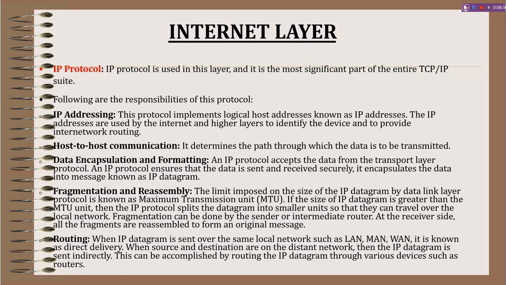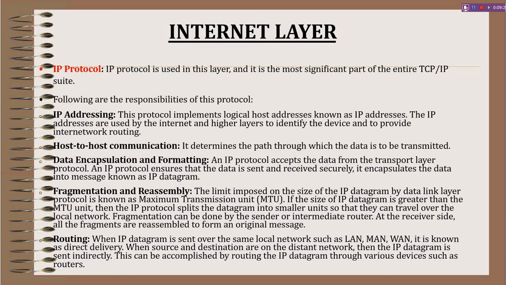Then the next is fragmentation and reassembly. The limit imposed on the size of the IP datagram by the data link layer protocol is known as the maximum transmission unit. Means the length of the datagram is decided by the data link layer, that is MTU, maximum transmission unit, and if the size of the IP datagram is greater than the MTU, then the IP protocol splits the datagram into smaller units so that they can travel over the local network.